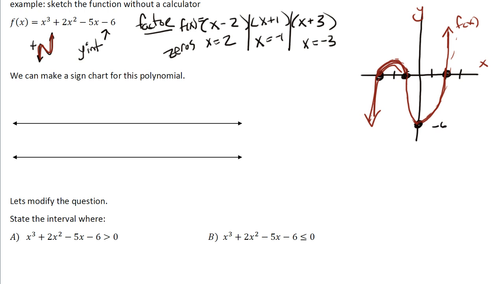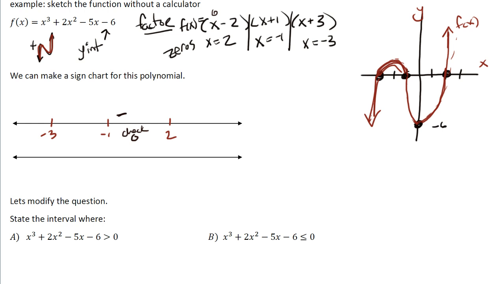Now, it says make a sign chart for this thing. Well, here's a sign chart. What you do is you put your roots on the number line. So I got -3, -1, and +2. Then you want to pick a number in between and check. So for example, in between here, I can check 0. If I plug in 0, 0 minus 2 is negative, so that'd be a negative.